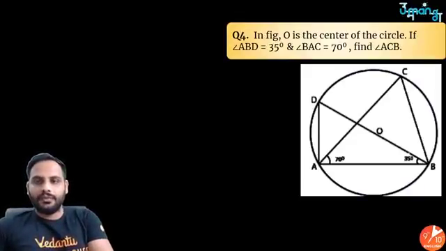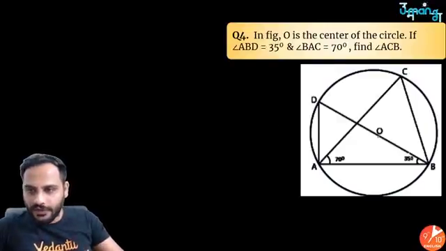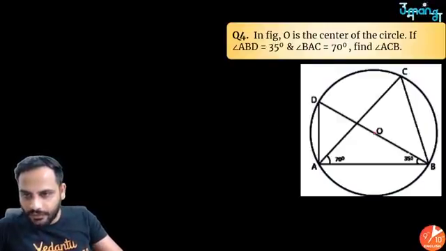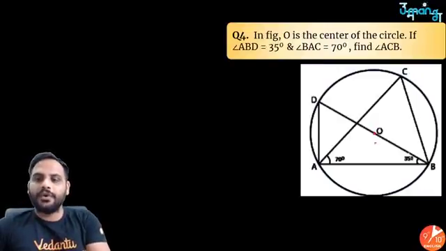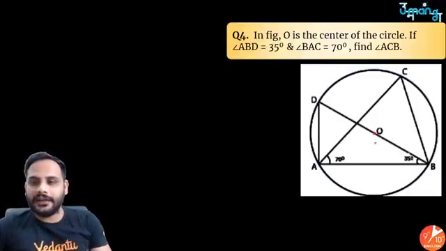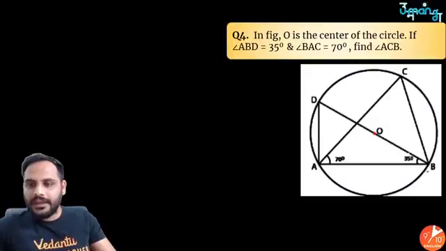Okay beta, now look at this question carefully. Look at this question carefully. What this question is saying, read carefully. In this figure, O is the center of the circle. Look, O is given over here. O is the center of the circle, and if angle ABD is 35, BAC is 70 degrees, find angle ACB. This angle we need to find out.